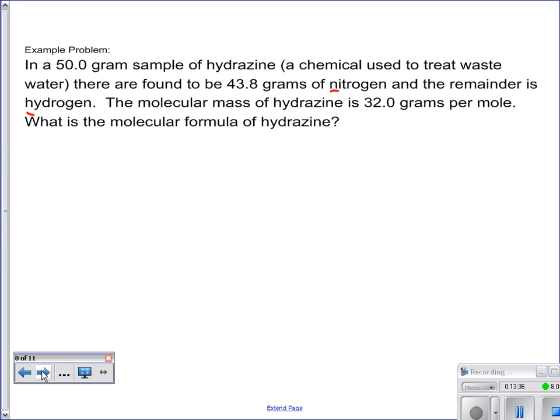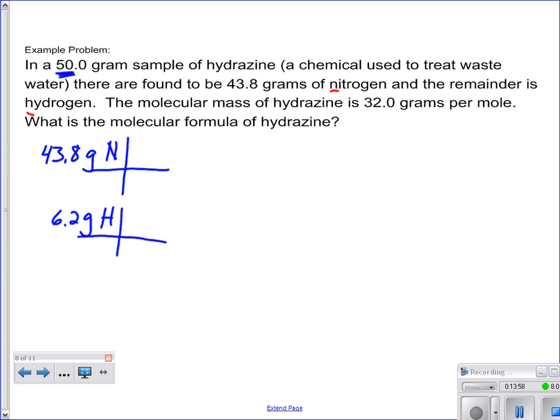where, let's just go through this. We've got nitrogen, and they're found to be 43.8 grams of nitrogen. And it says the rest is hydrogen, so we have to do some math, and it becomes, what, 6.2? 6.2 grams of hydrogen. Okay, so hopefully you guys were following along with that. We had 50 grams total, with 43.8 being nitrogen, so the rest of it's hydrogen, which is 6.2. So again, our first step is to calculate the empirical formula, so we have to convert to moles.